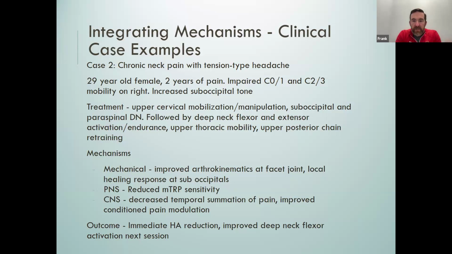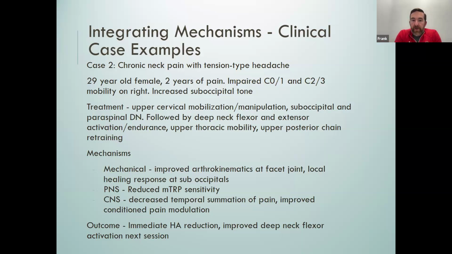On assessment, we figure out, okay, C0, C1, C2, C3, mobility on the right is impacted. She's got increased suboccipital tone, upper cervical joint restriction, and in general, globally heightened sensitivity. So there's definitely a sensorily sensitized, but mechanically accessible case. So there's kind of a couple layers here. How does that impact treatment? Certainly, we're going to do some upper cervical mobilization manipulation.